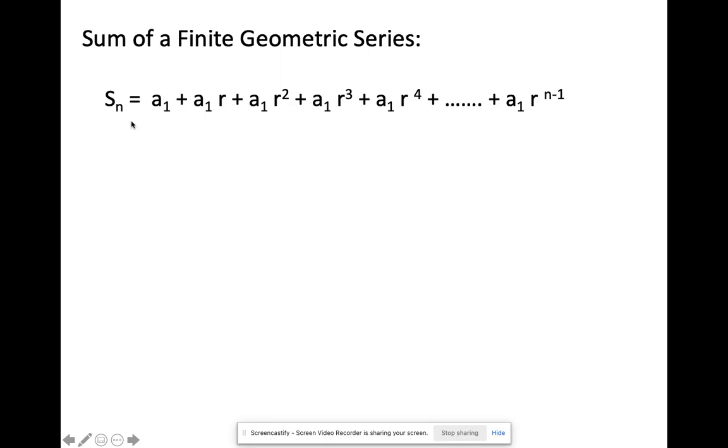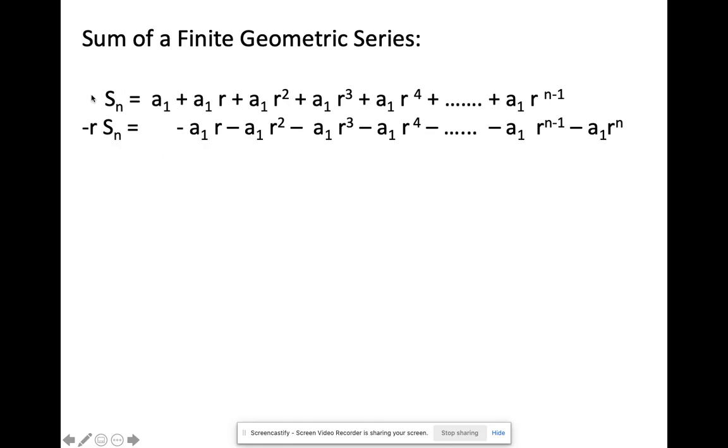Okay, so the sum of the n terms would be a sub 1 plus a sub 2, which is a sub 1 times r, a sub 1 r squared, a sub 1 r cubed, and so on until a sub 1 r to the n minus 1, because that's the last term, right? So first and the last term. Now, what I'm going to do is to multiply everything by negative r.